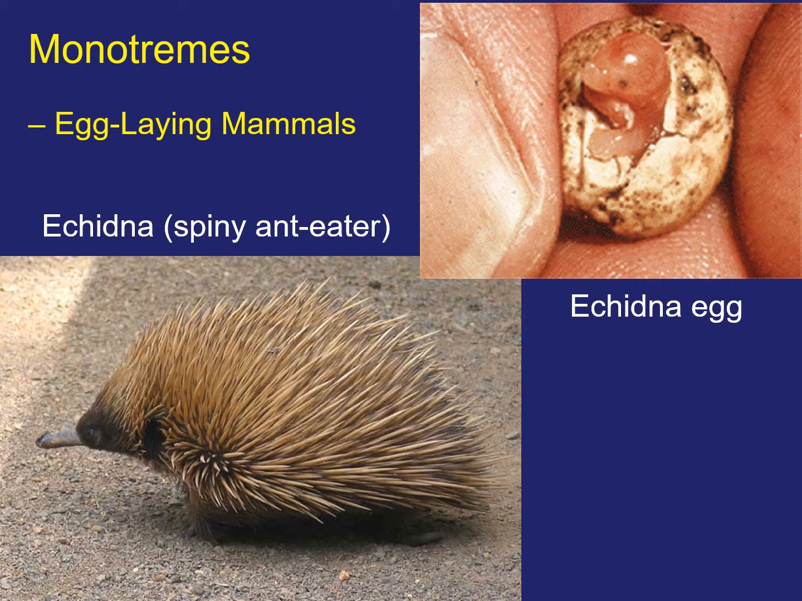So monotremes, they still do exist. I mean, this was a much larger group at one time, but these are mammals that lay eggs. They are the missing link between reptiles and eutherian mammals. So we have the platypus, we have the echidna. They will lay eggs, they will sit on those eggs and keep them warm, as a reptile or bird might do. The other thing that's quite interesting is they don't have nipples.